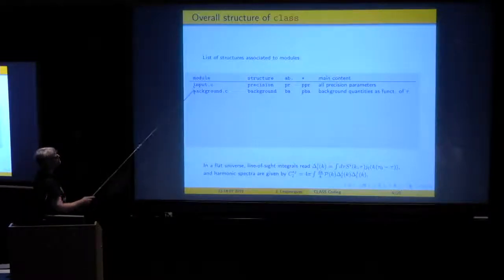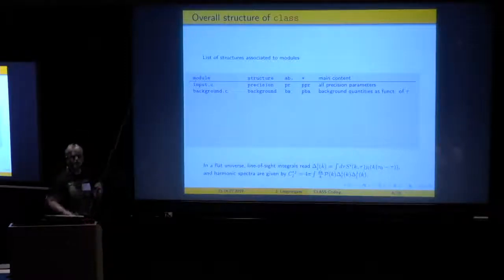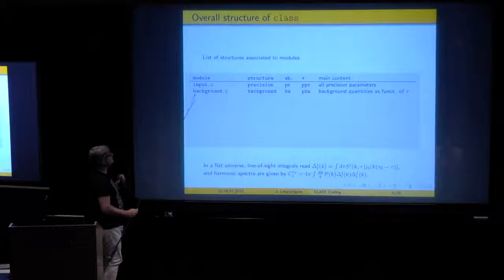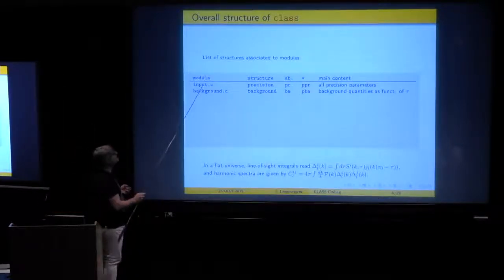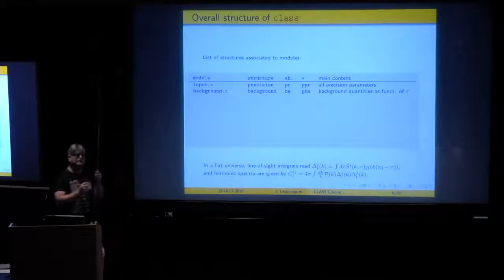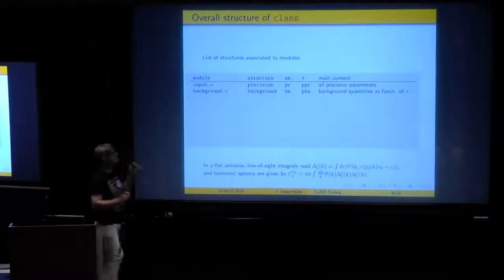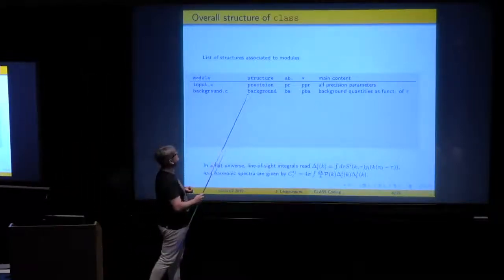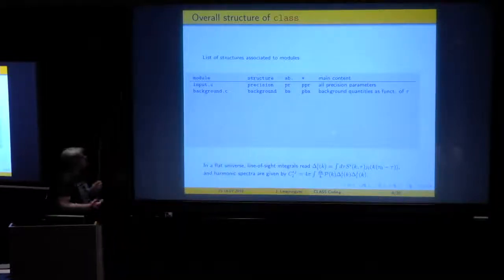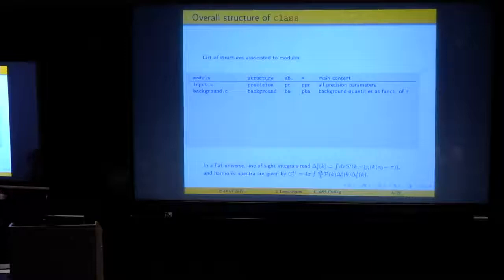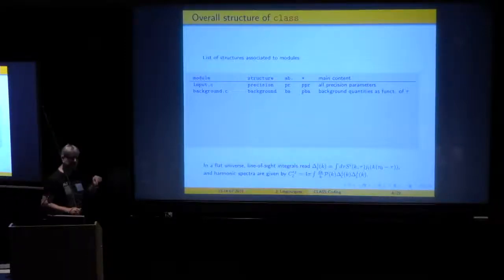The first one is a bit special. It's input.c. Input.c is not supposed to do a lot of physics, so there is no structure input. Because in fact, the goal of input.c is to assign values to the input variables which are at the beginning of all these structures. So this is why there is not an input structure. In fact, input talks with all the other structures and fills their inputs.